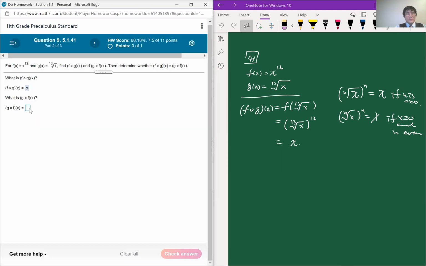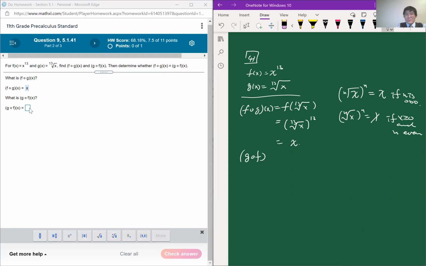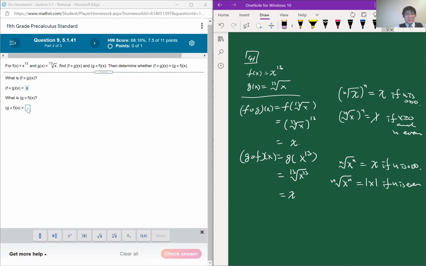And the domain, likewise, if we do g of f of x, it's going to be g of x to the power of 13, which is the 13th root of x to the 13th. Now again, if n is odd, the nth root of x to the n is equal to x. When n is even, you have to be careful because this becomes the absolute value of x. Well, since 13 is odd, this is equal to x for any value of x.